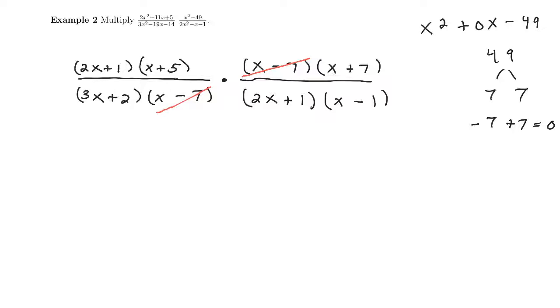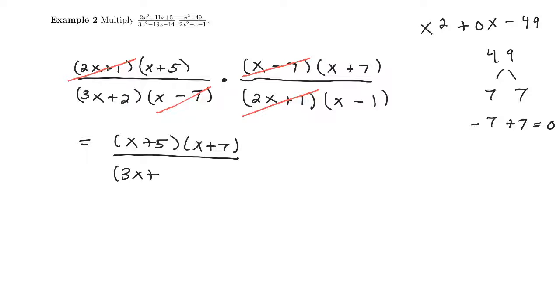Let's see, is there anything else that cancels? So here I have a 2x plus 1, and I have another factor of 2x plus 1, so those completely cancel. And I don't see anything else that is similar. So I'm just going to copy what remains down. I have x plus 5, x plus 7 divided by 3x plus 2, and then x minus 1. So I'm just putting those into one fraction.